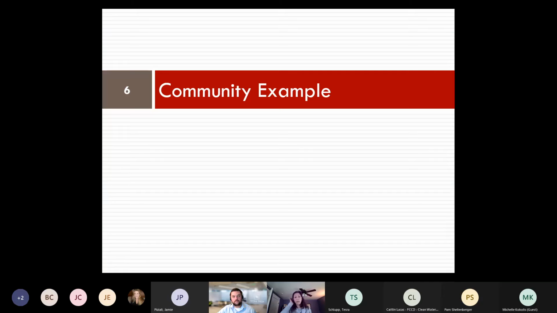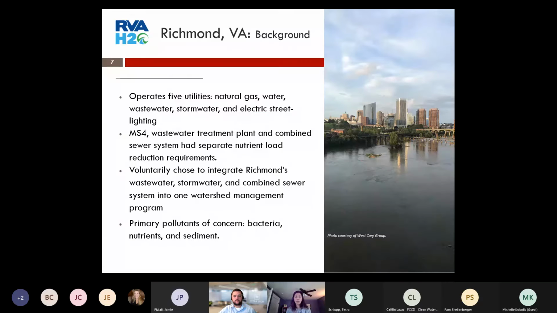So now I'm going to talk about a community example so that you can get a better understanding of how this has worked in the past. I'm going to talk about Richmond, Virginia, their RVA H2O plan. This is a great success story, and we have recordings so that you can hear directly from the municipality on our website, as well as the Virginia DEQ. And so if you wanted to get more details, I encourage you to go there as well after I give you a high-level overview of what has taken place.